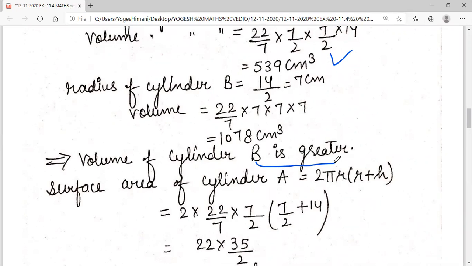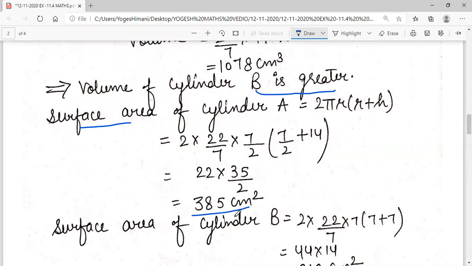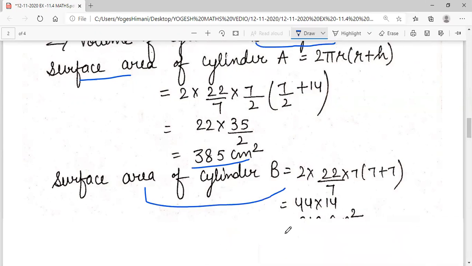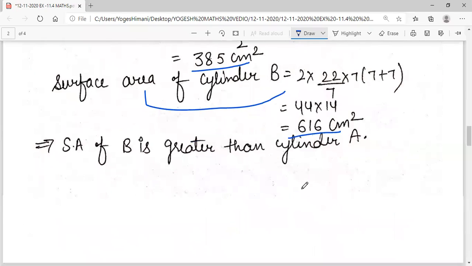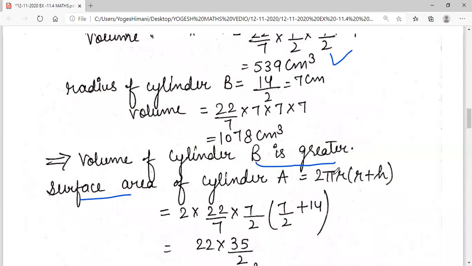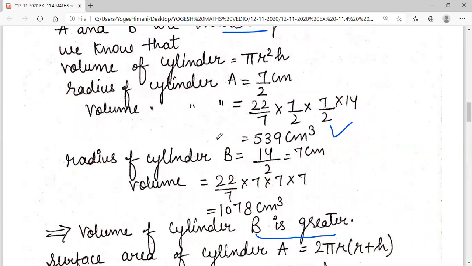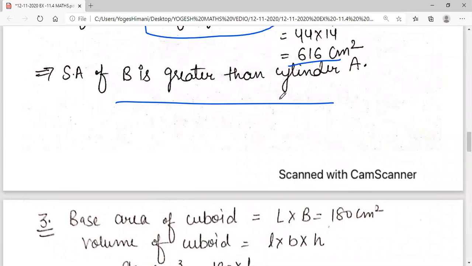Now we will find the surface area of both of them. The surface area is 2 pi r (r plus h), and the surface area of cylinder A is 385 square centimeter. The surface area of cylinder B is 2 multiply 22 by 7 multiply 7 bracket 7 plus 7, that is 616 square centimeter. The surface area of B is greater than cylinder A. So we can see that cylinder B has greater volume, and the surface area of cylinder B is also greater.